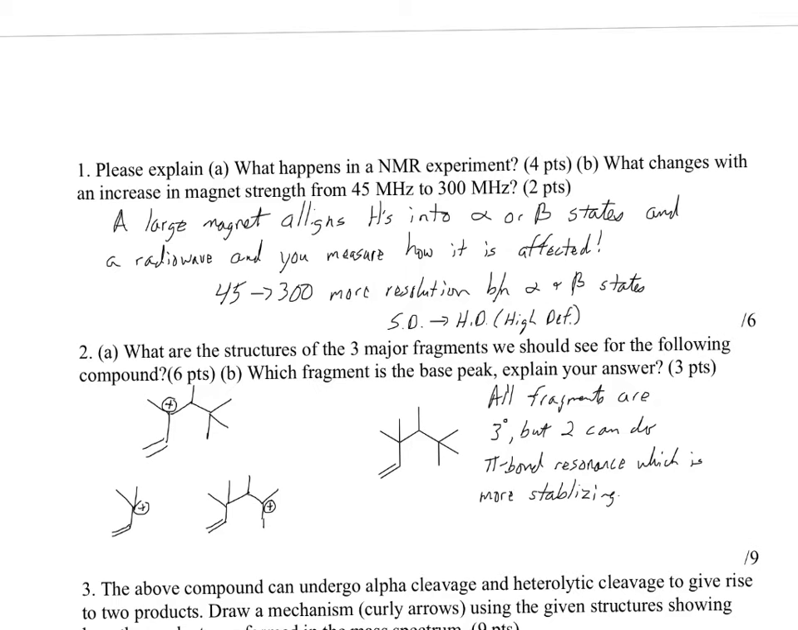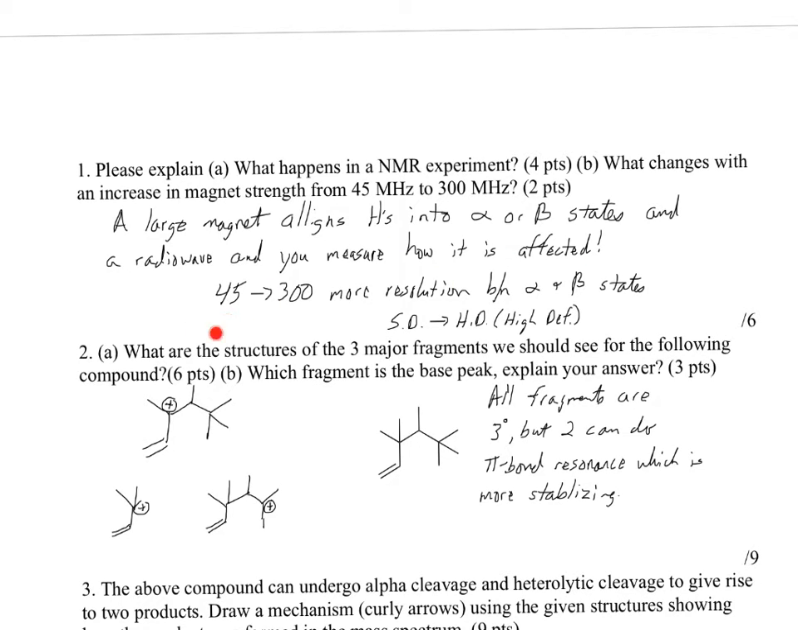So basically this is asking us to remember, right, in NMR we use radio waves. We align all our H's in a large magnet, either to their alpha or beta states, right? And the radio wave hits them, right? And depending on how shielded or de-shielded you feel the radio wave, right? And then you measure how it's affected.